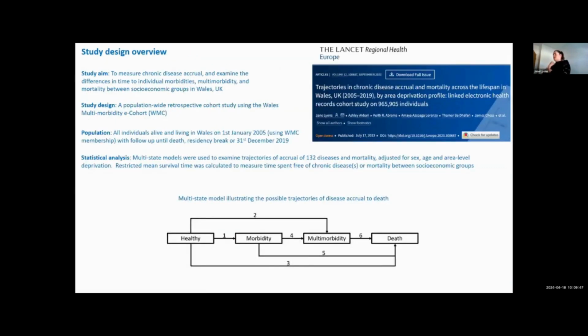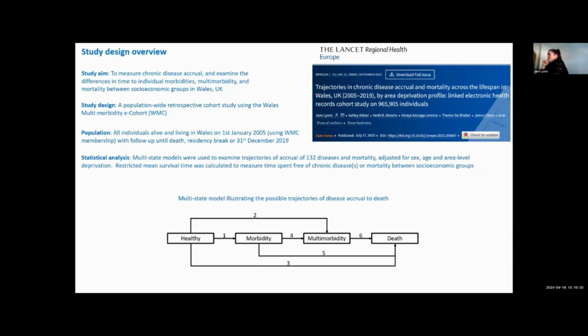So moving on to this particular study, I've always been interested in inequalities research and measuring health disparities, and I'm fortunate now to be funded in this area by ADR Wales. So in this study, we used the WMC, and our aim was to measure chronic disease accrual and examine the differences in time to individual morbidities, so single disease diagnoses, multimorbidity, so 2 or more diagnoses, and mortality between socioeconomic groups in Wales. So for this study, we used the Caliber disease phenotype register to include actually 132 diseases that were then captured in the GP and inpatient data sets.